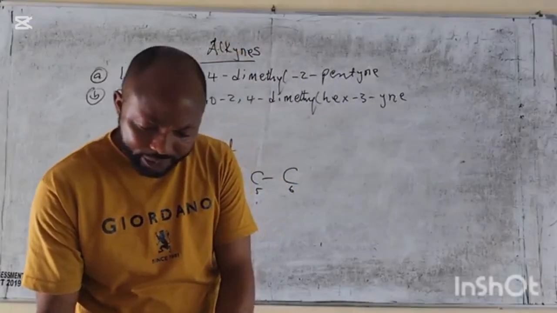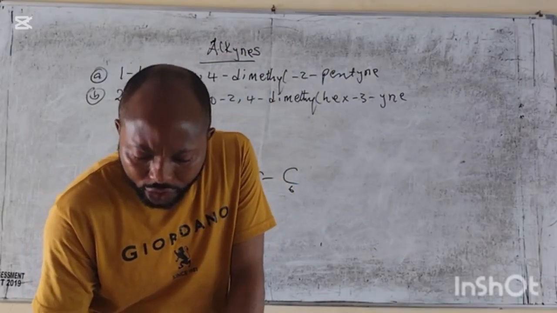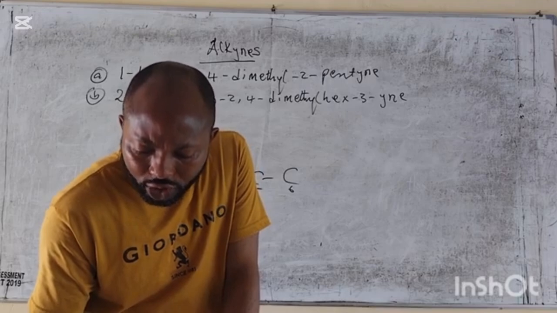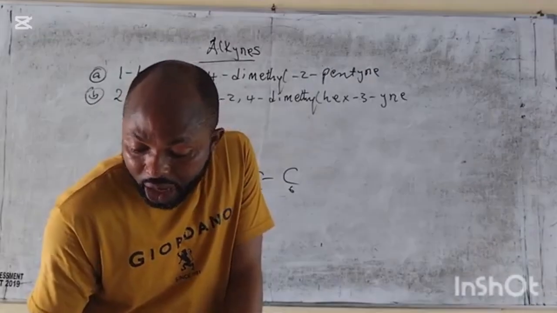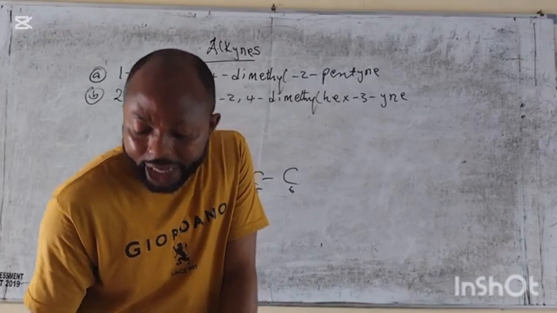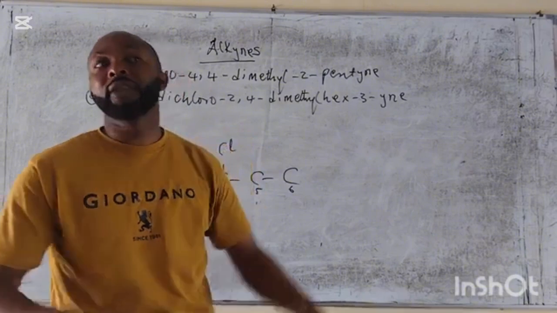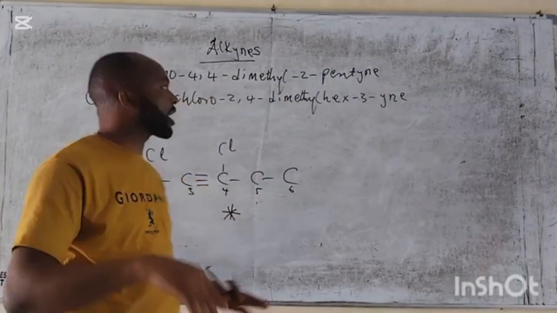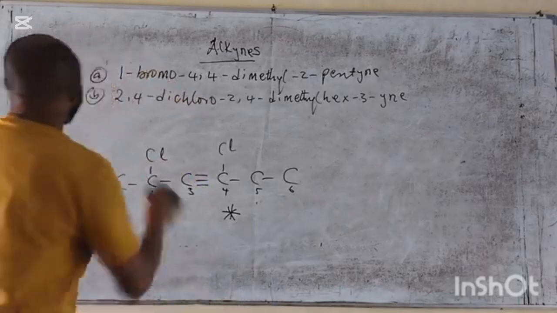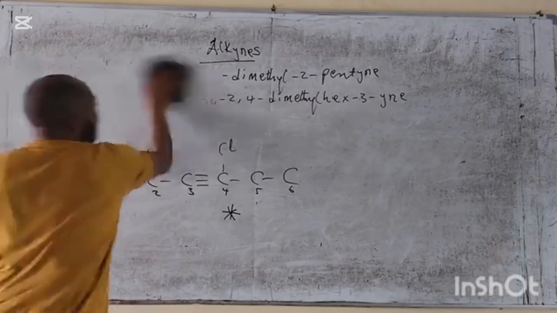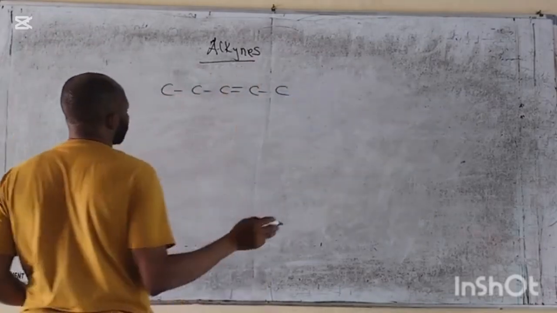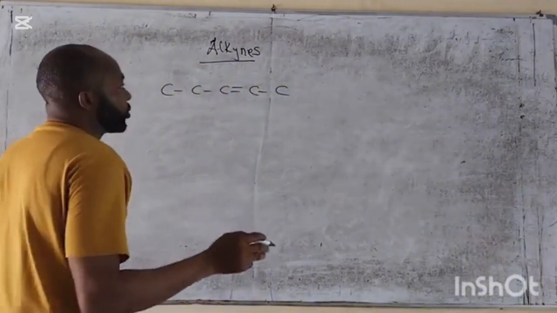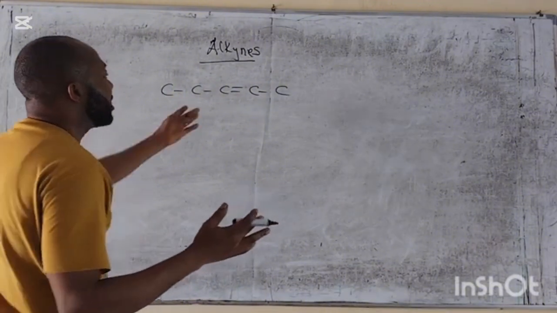Let us take another question. They say we should write the structures of 2 isomers of pentyne and give their names. So let us come down here. 2-pentyne. So the structural isomer of at least 2 of these.